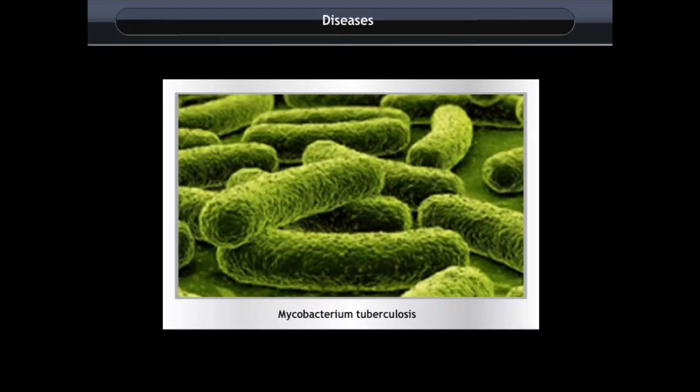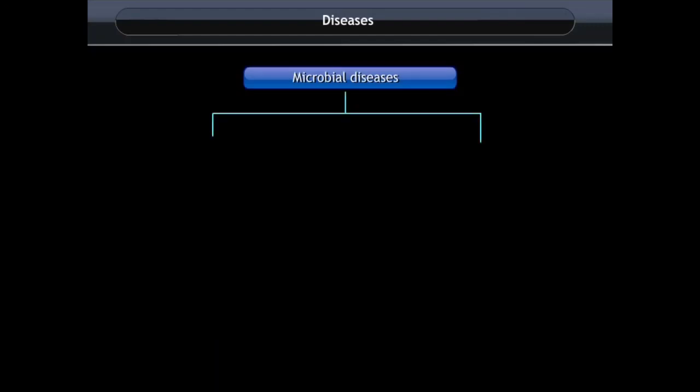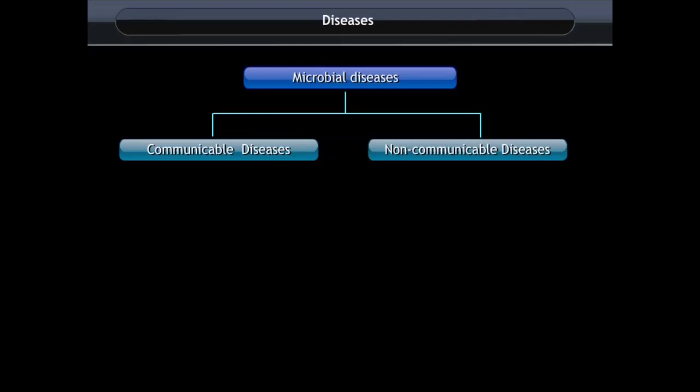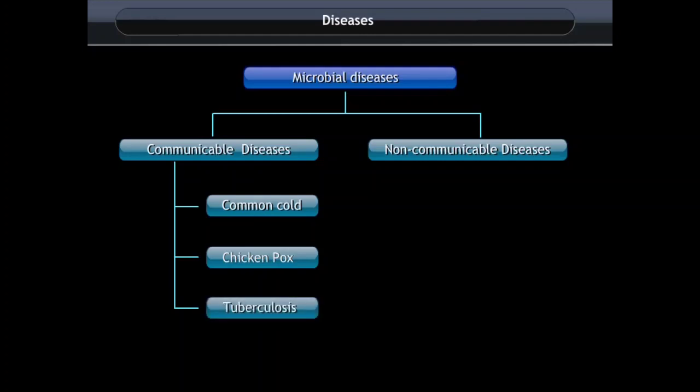Microorganisms can cause diseases in humans through air, water, direct contact or through a carrier. Microbial diseases are of 2 types: communicable diseases and non-communicable diseases. Diseases that can spread from an infected person to a healthy person through air, water, or direct contact are called communicable diseases, like the common cold, chickenpox, and tuberculosis, while the diseases that cannot be transmitted from an infected person to a healthy person are called non-communicable diseases. Examples are cancer and diabetes.